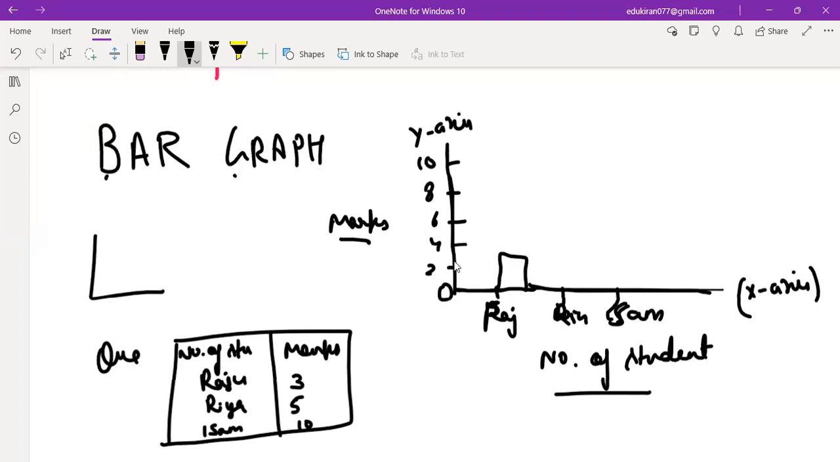Done? Right? Because 3 will come in between 4 and 2. Yes, ma'am. And for Ria, it will be 5, so it will come here. And for Sam, it is 10, so it will go here. Done?